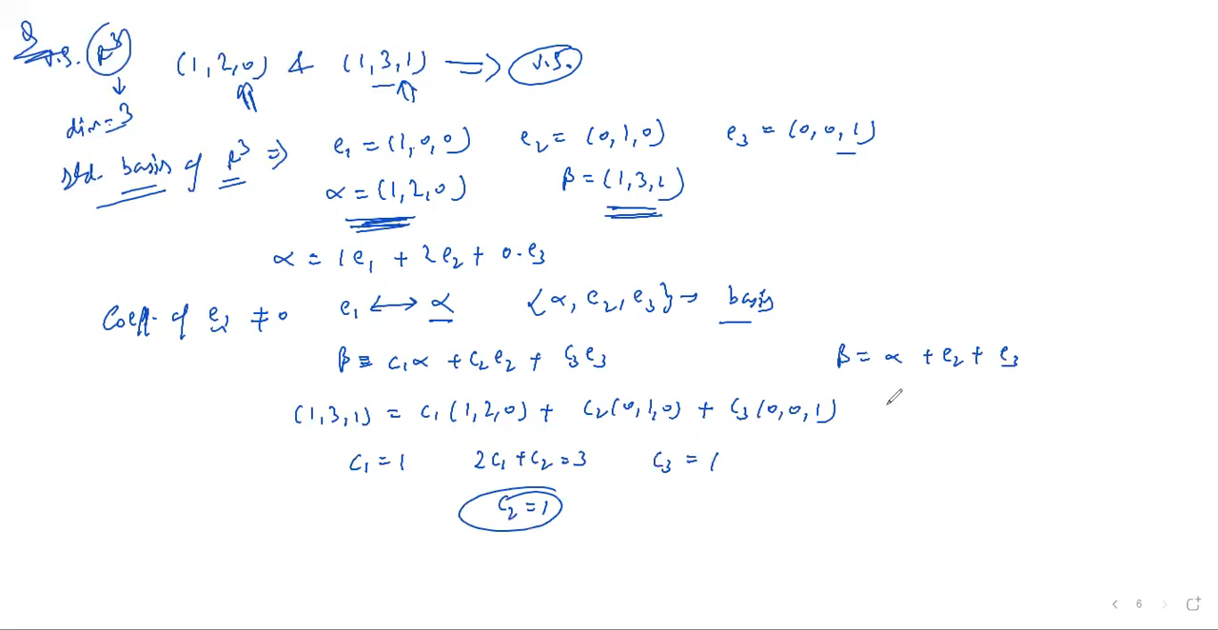We can see that the coefficient of E2 is not equal to 0. So I can replace the E2 vector by the vector beta. The new basis would be alpha, beta and E3. This is our new basis. So that's how we can use the replacement theorem.